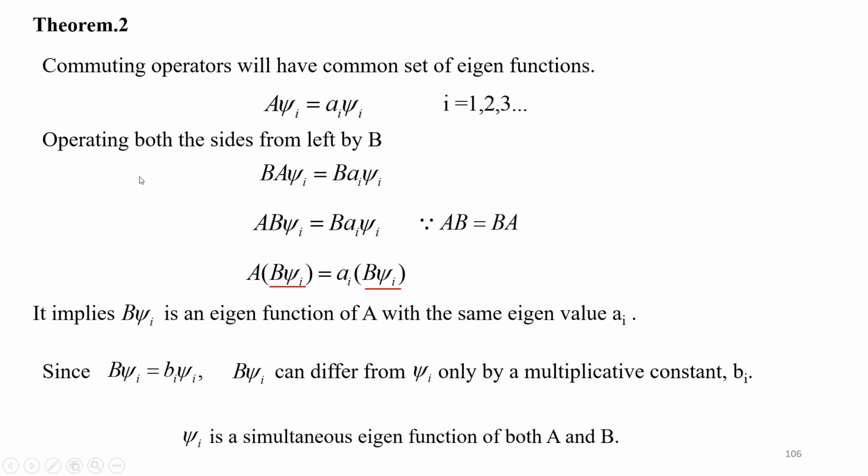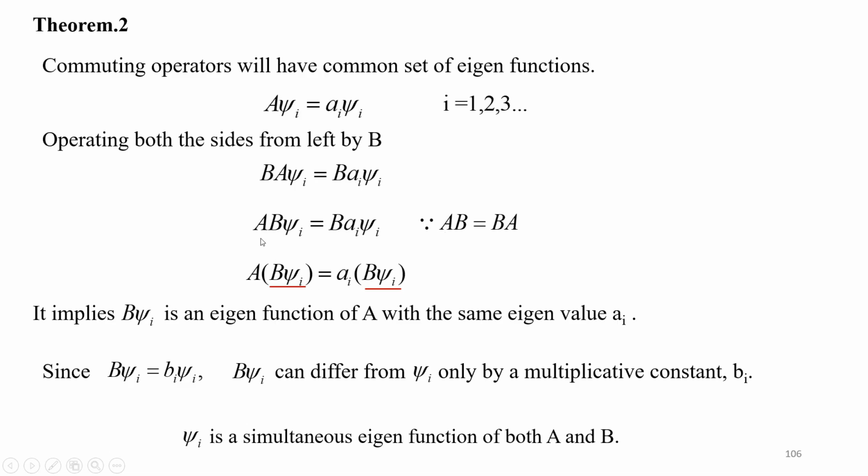Now we'll go for theorem 2. Commuting operators will have a common set of eigenfunctions. We know the eigenvalue equation A psi_i equals small a_i psi_i. Operating on both sides from the left by B, we get BA psi_i, which is equal to B, where A operator operates on psi_i to give us a_i psi_i. So we can write it like this. Now, since AB equals BA, we can write BA as AB psi_i. So the B operator operates on psi to give us now b a_i psi_i. So AB psi_i, we know, is equal to B a_i psi_i, since AB equals BA.